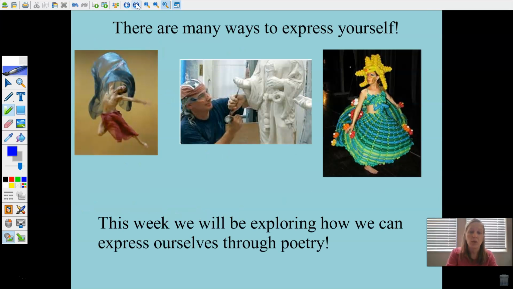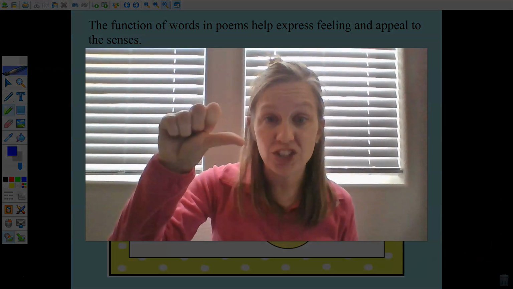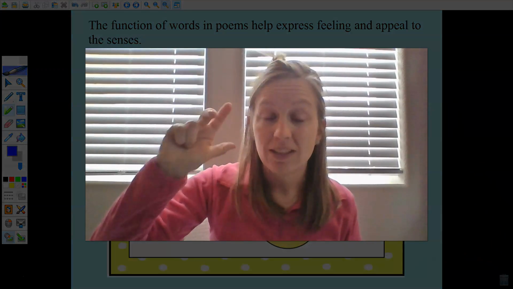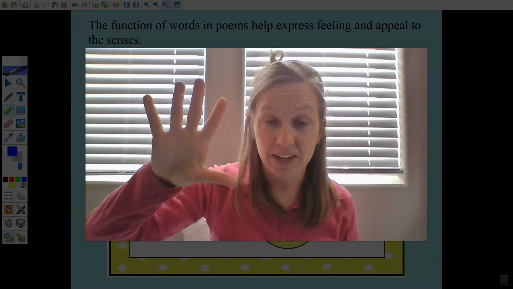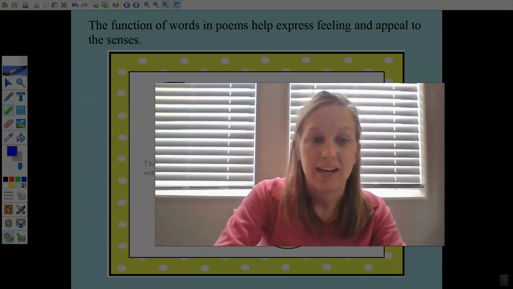There are many ways to express yourselves, and as I said before, we are using poetry as our form of expression this week. All right, our key concept, remember, is function. Function, function. How does it work? The function of words in poems help express our feeling and appeal to our senses. Remember, our 5 senses are touch, taste, smell, seeing, and hearing. Things that your body can do to take in information. All right.